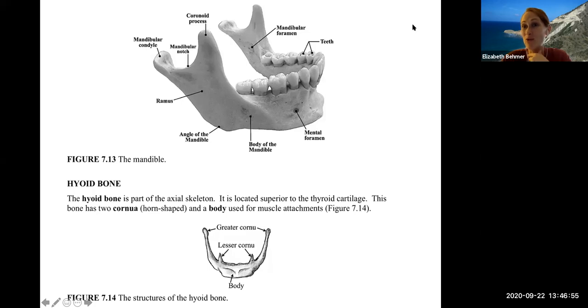If the hyoid bone is broken, that usually means a person possibly died of strangulation, because the hyoid bone surrounds the voice box. So that is the hyoid bone.